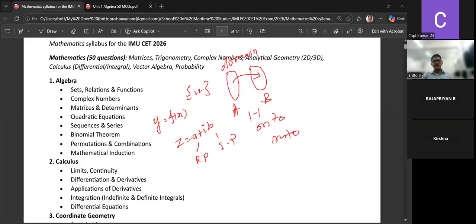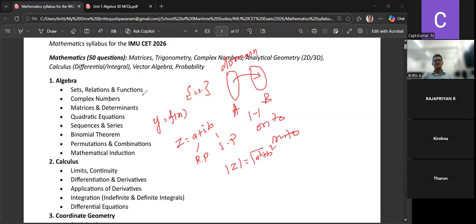In that, there are a lot of properties of the complex number, modulus of z. Modulus of z means square root of a square plus b square. Then polar form of complex number also we have. Polar form means we write x is equal to r cos theta, then y equal to r sin theta. This is the polar form of a complex number. By using this polar form, we have a lot of problems. Problems may come by using this. In the complex number, this is very important.